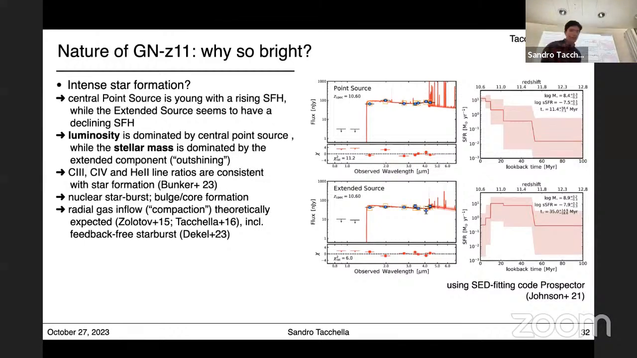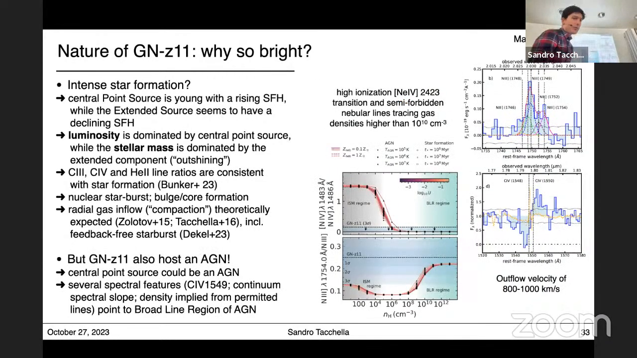But if you look at the spectrum more closely, with Roberto Maiolino we have been trying to understand whether we can find any indication for HEN activity in the core. The SED itself is fine with star formation, but if you look at, for example, the neon lines, you can see neon 4, and then you can see other lines.